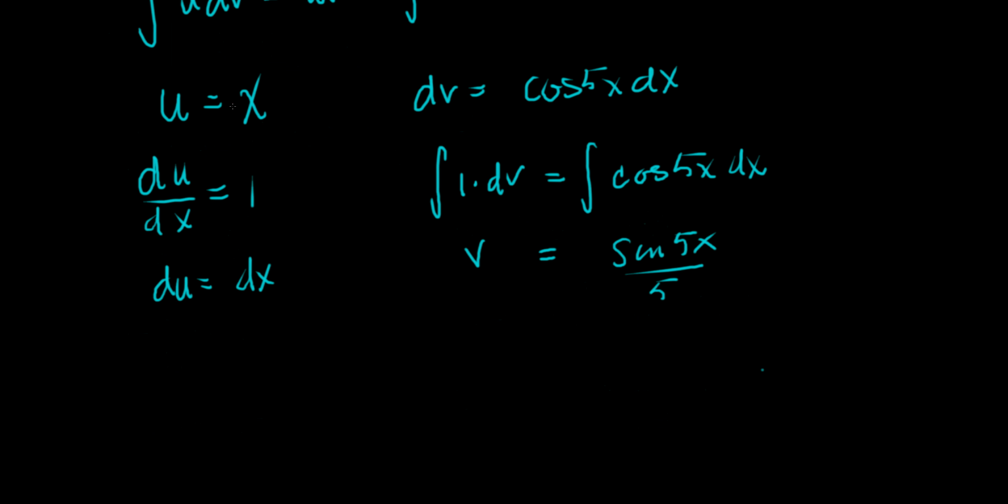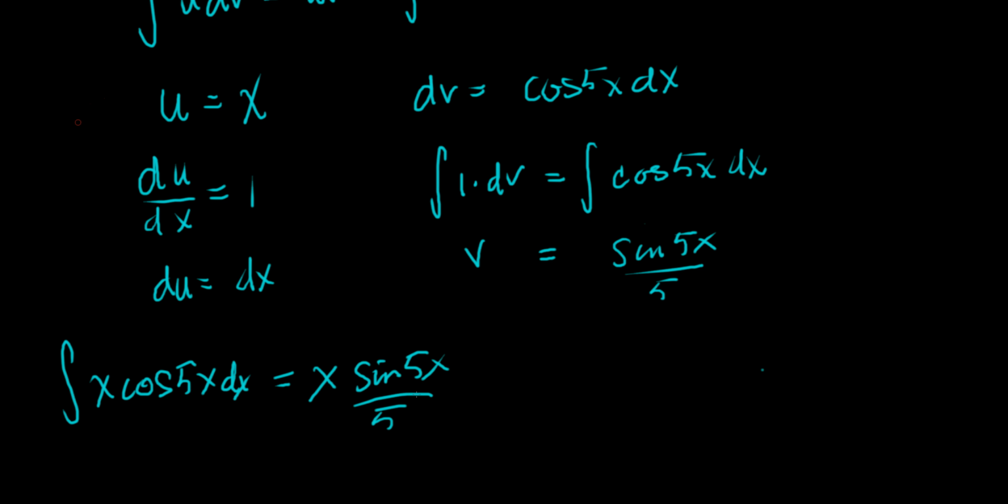So now we know what u is, we know what du is, we know what v is and dv. So let's actually apply the integration by parts formula to solve this problem. The integral of x times cosine of 5x dx is equal to, via the integration by parts formula, uv, which is x times sine of 5x over 5, minus the integral of v du. V is sine of 5x over 5.